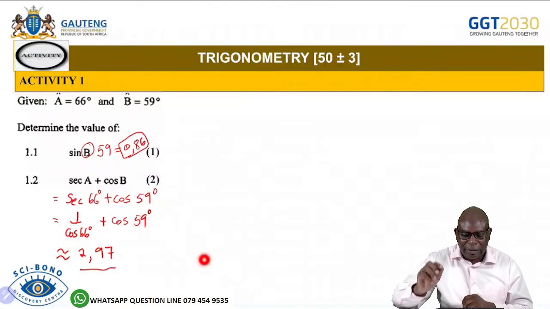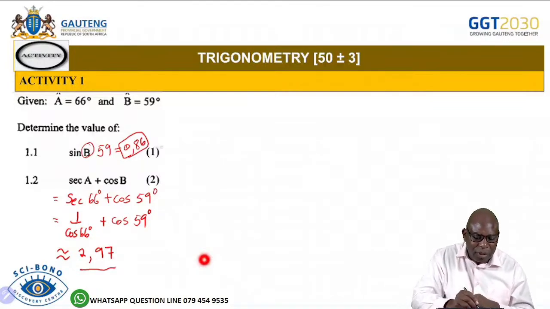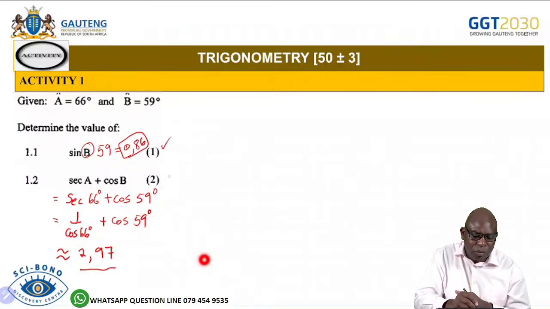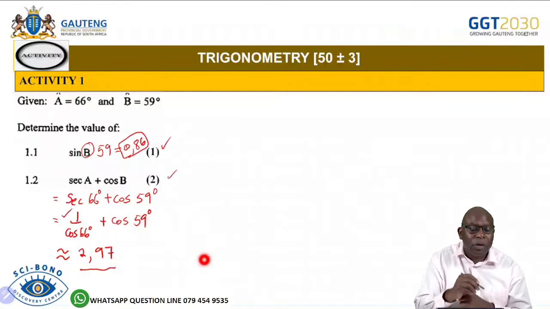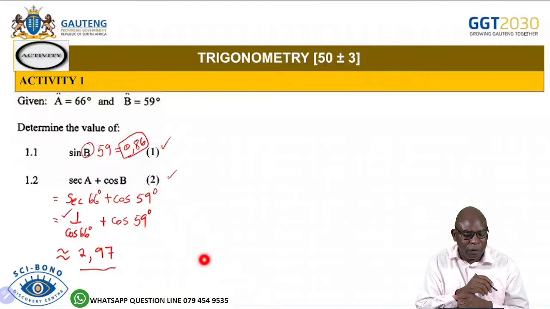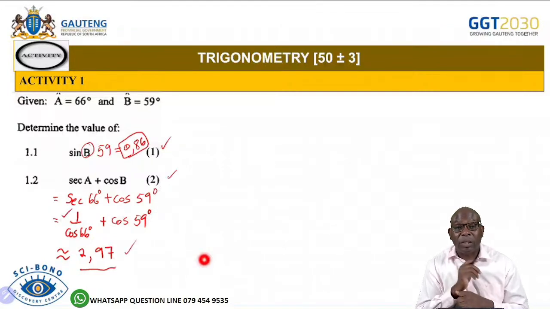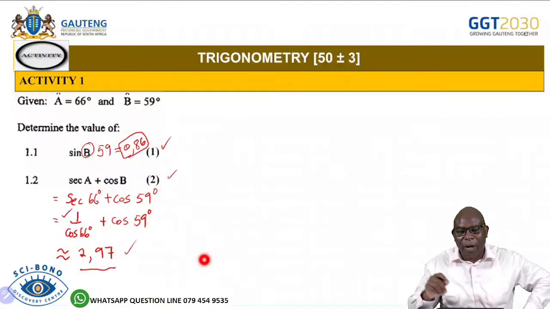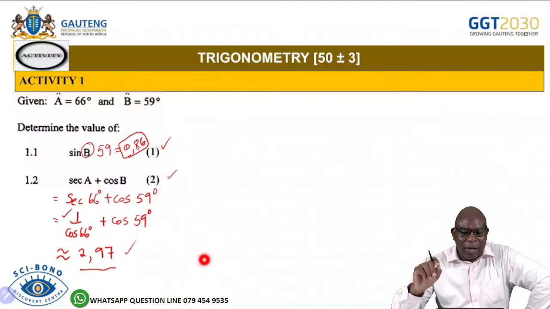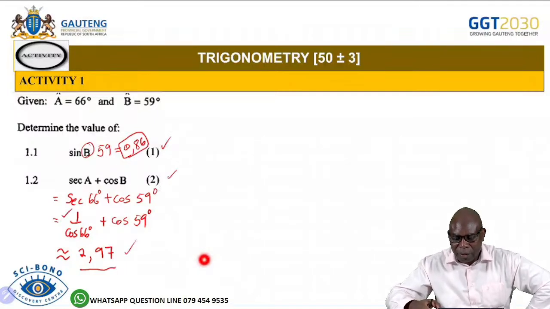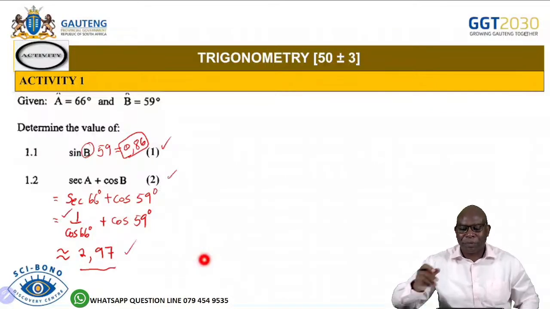Okay, nice question. And it's 3 marks. You see there it's 1 mark because you're just punching sin of 59. This one is 2 marks because you are substituting. You are changing that sec to 1 over cos. Then you are getting your final answer. You see, calculator usage, you'll get a mark. So you must keep the calculator that you've been using to practice, and then you must use it in your exam papers. Okay, don't change it.